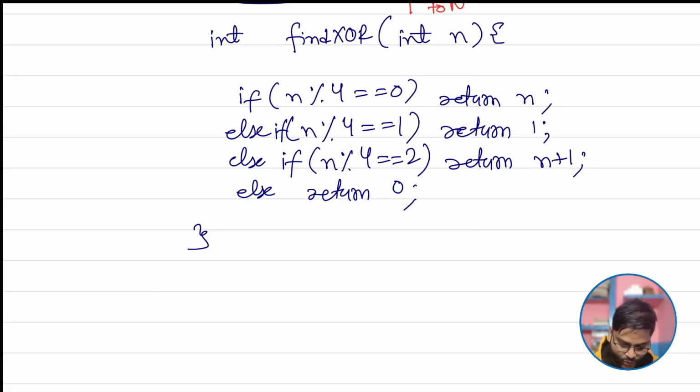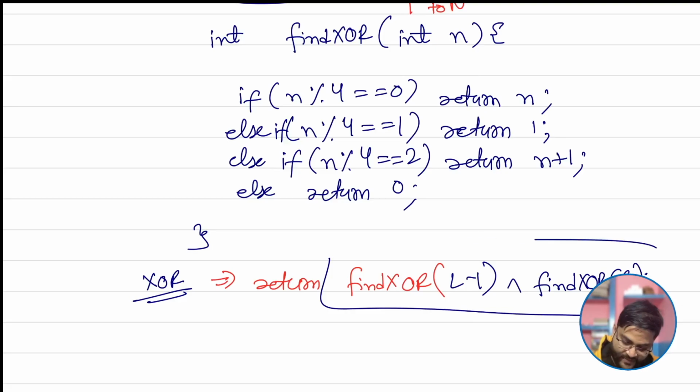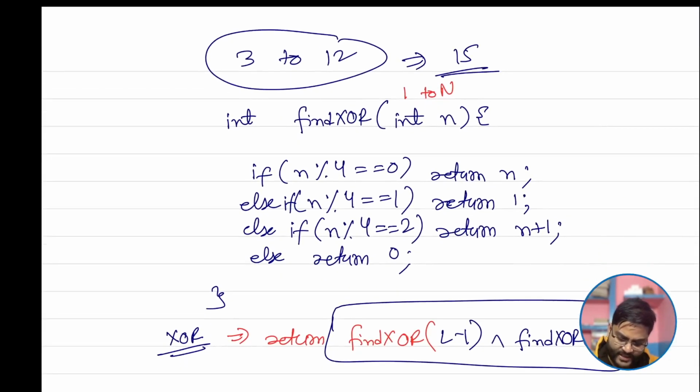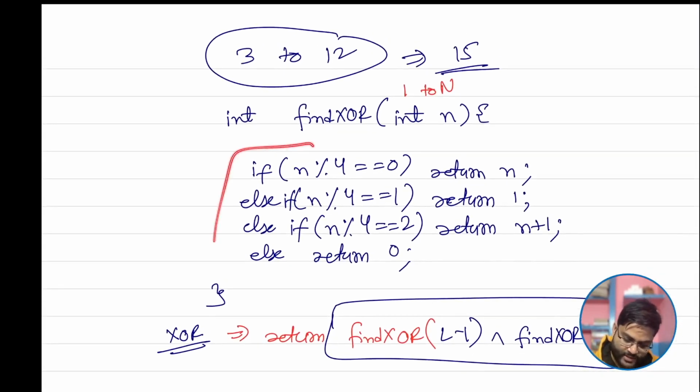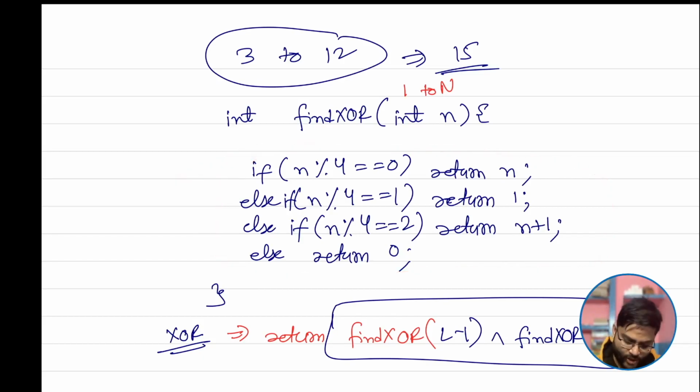So if I want to find the XOR from a range, I can just return find XOR of left minus 1, XOR find XOR till my right. This will give me the XOR from left to right. I hope you got it. These two problems were very simple, right? You just need to know this. So this is all about this problem.